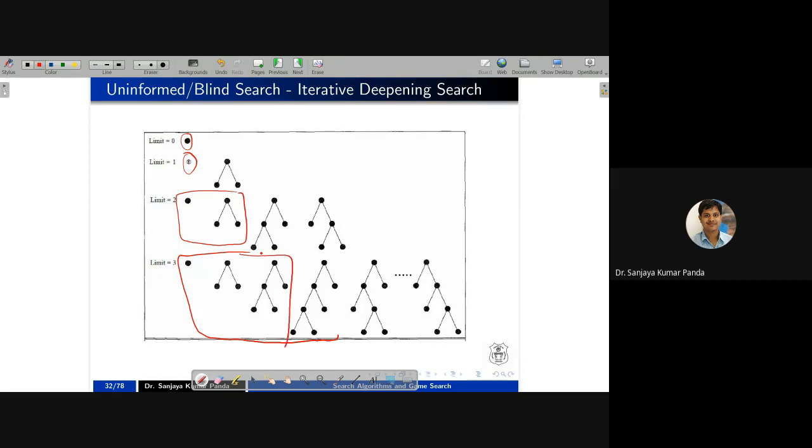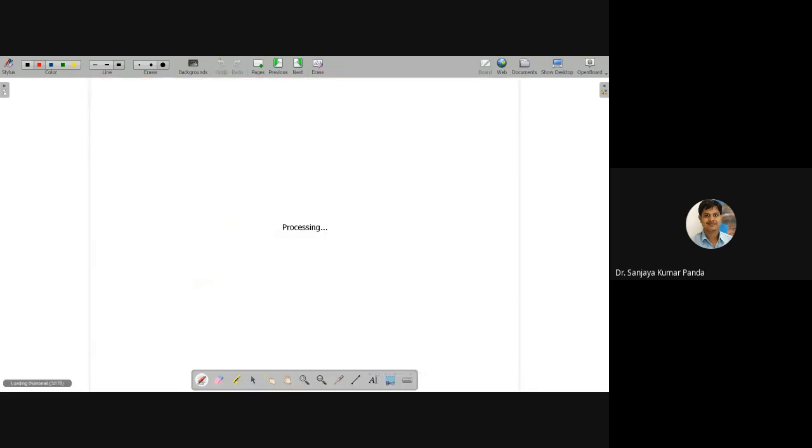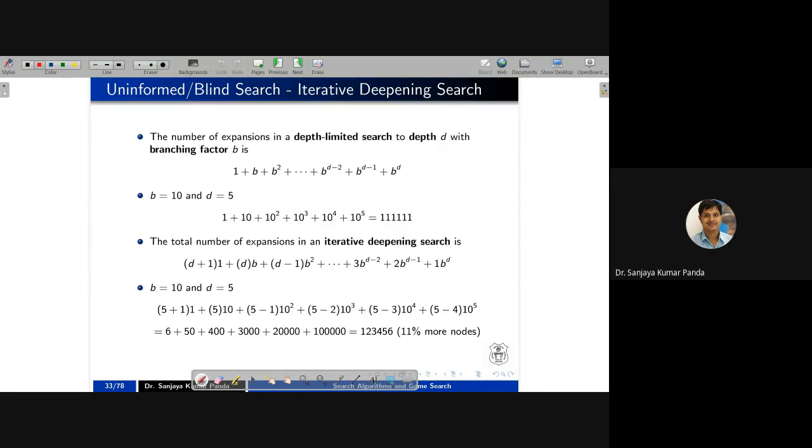The same thing you are repeating. That's why it is wasteful. But if you compare with depth limited search, when you consider the branching factor is B and the depth is D, the number of nodes explored is 1 plus B plus B square up to B to the power D.